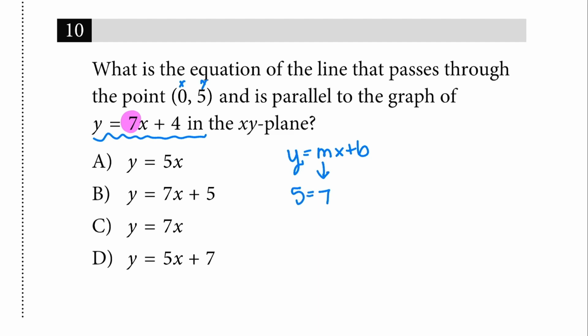So we're going to have 5 equals 7 times 0 plus b. So now we're going to get 5 equals b. When we go ahead and write our equation, our slope is 7 and our y-intercept is b, so the answer is B, 7x plus 5.